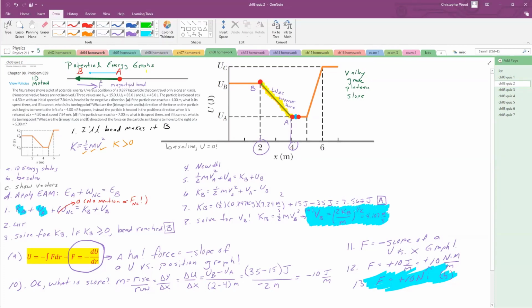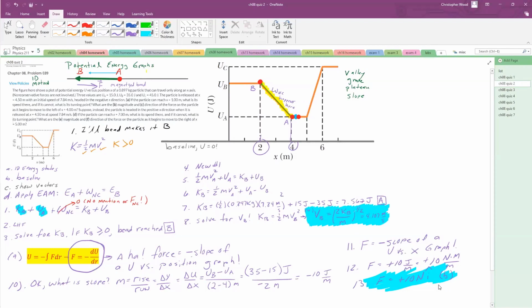That's A and B. What about C? C is the direction. That plus means plus X direction, to the right, as mentioned. The bead encounters a rightward force. So that is the answer to part C. The value is 10, the direction is plus X direction, or plus i direction.